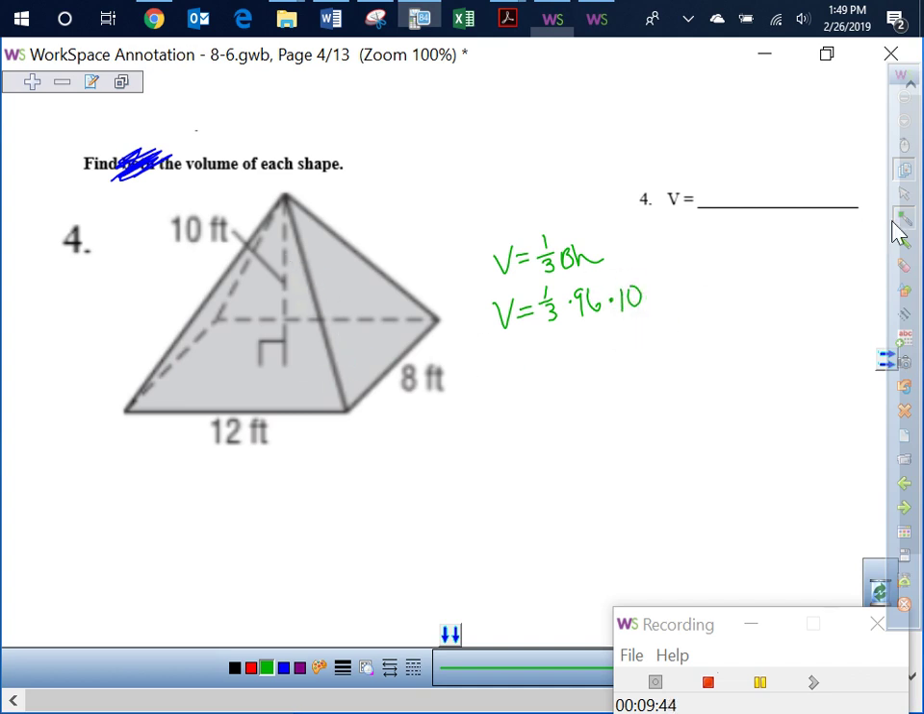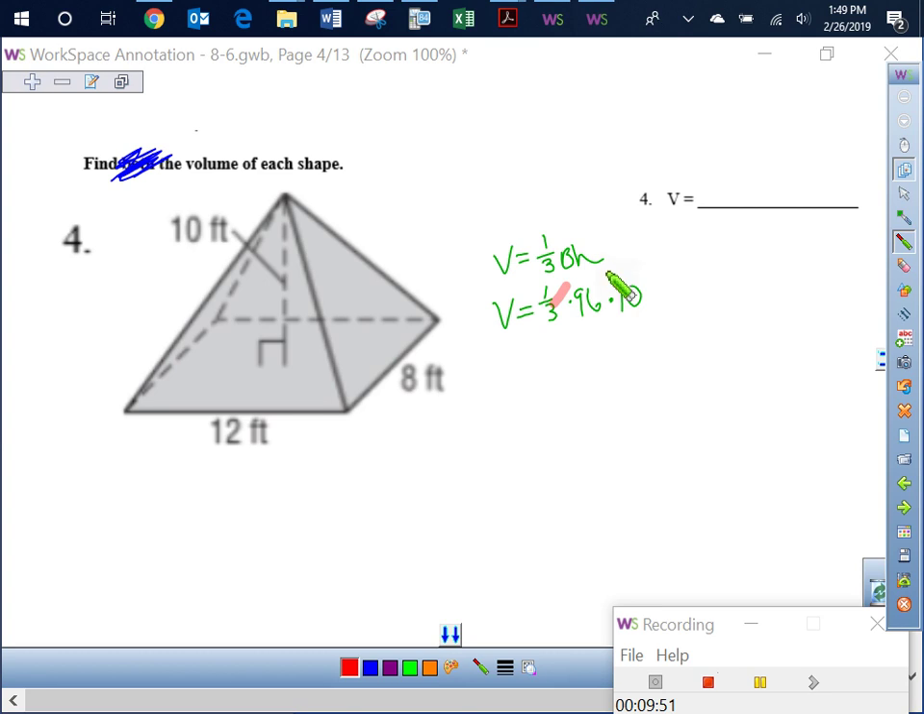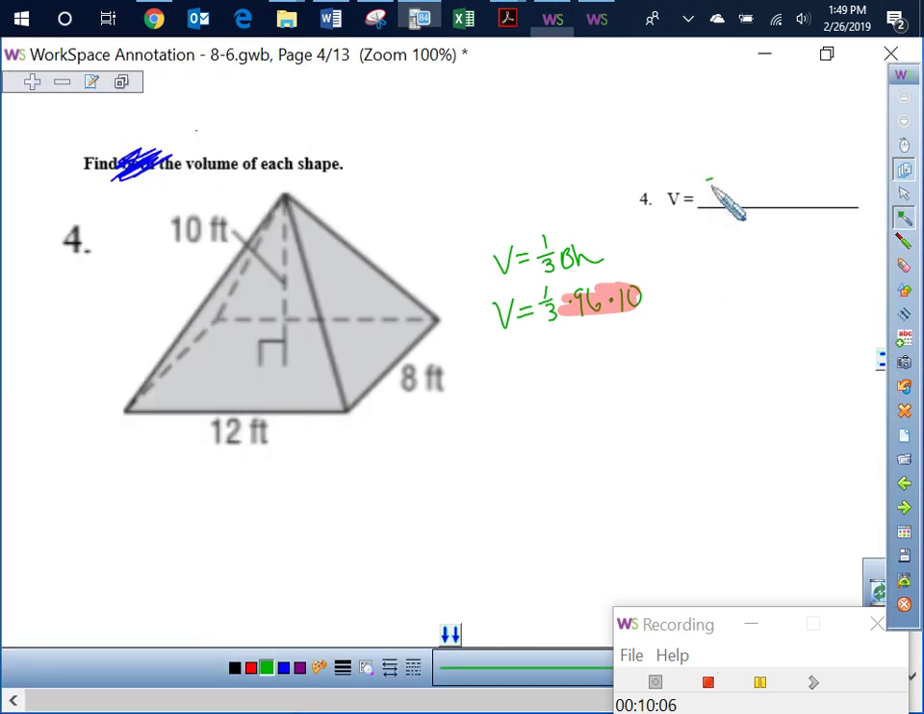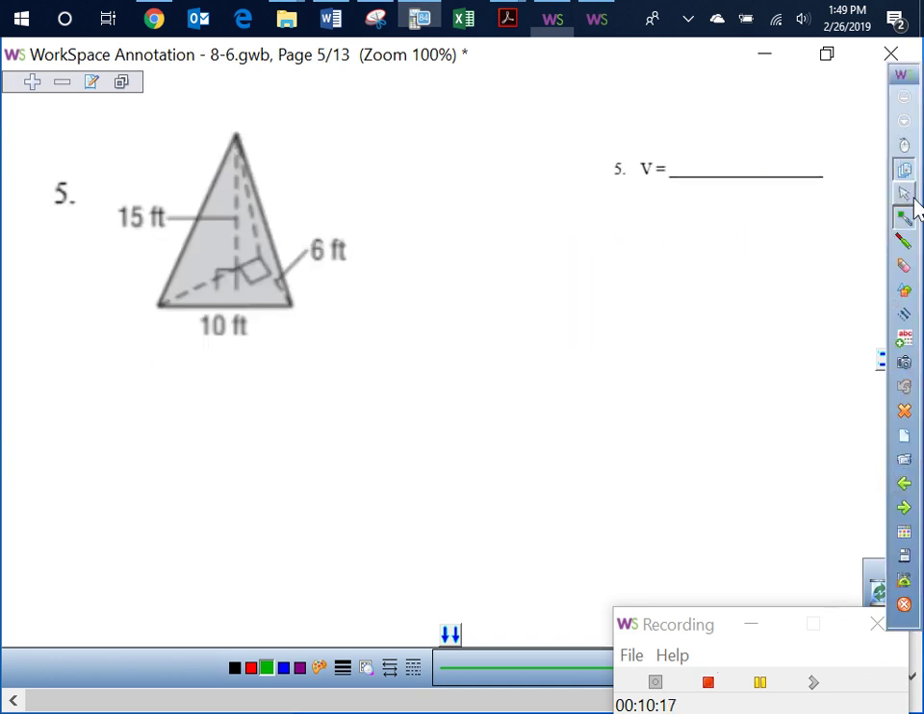So here's the way I like to do it, though. I'm going to save that 1/3 for last. He's kind of weird to deal with, so I'm just going to punch this in. 96 times 10. It's 960. But instead of taking it times 1/3, the same thing is dividing by 3. So that volume is 320, and since it's a volume, that's cubic feet. So feet cubed. So we had all the ingredients we needed there. Sweet. Let's check this guy out.